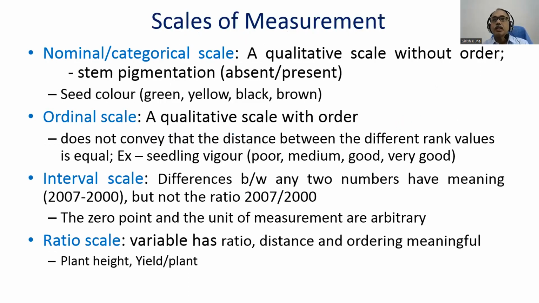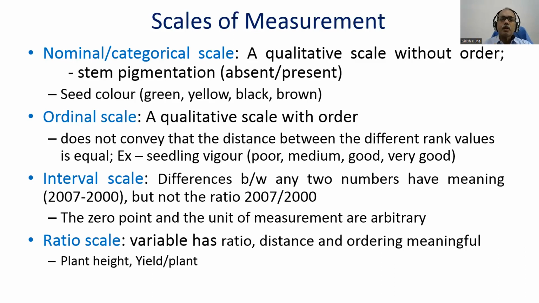Why are we interested in that? Because in statistics, you have to understand what your scale of measurement is. Whether you get nominal data, ordinal data, interval data or ratio scale, the treatment and the analysis will be different. In case of nominal data, suppose you only have gender data, male or female, or stem pigmentation is absent or present, you cannot carry out all kinds of analysis. So this is what is known as nominal or categorical.